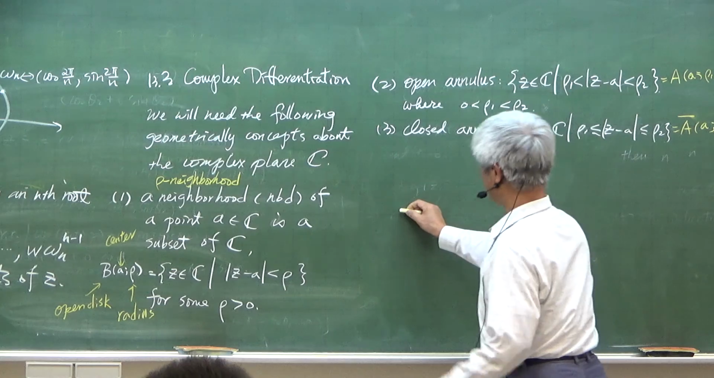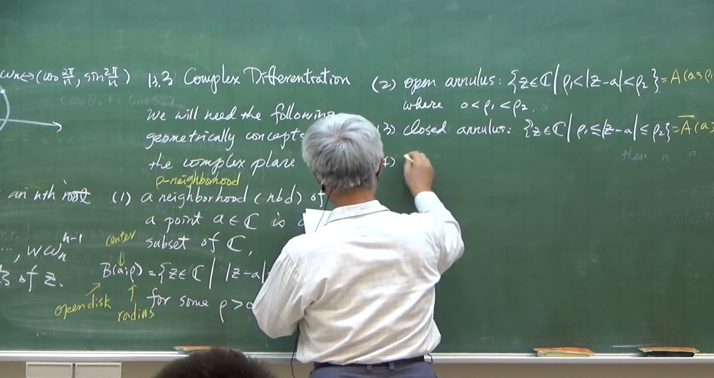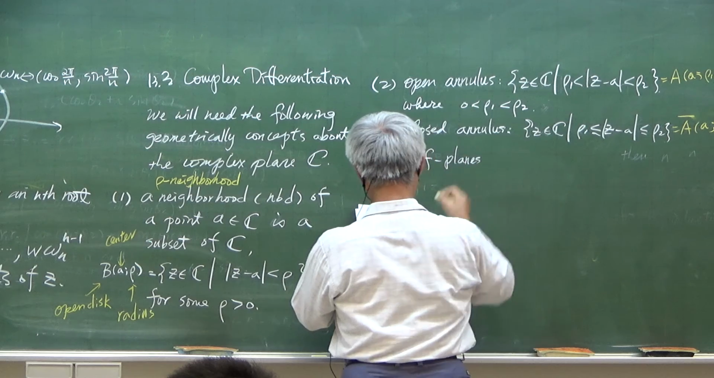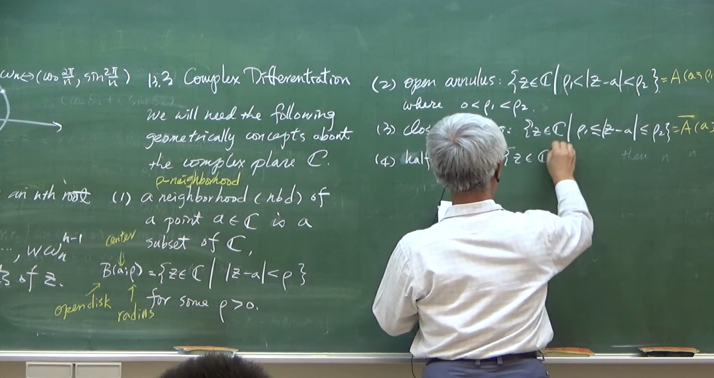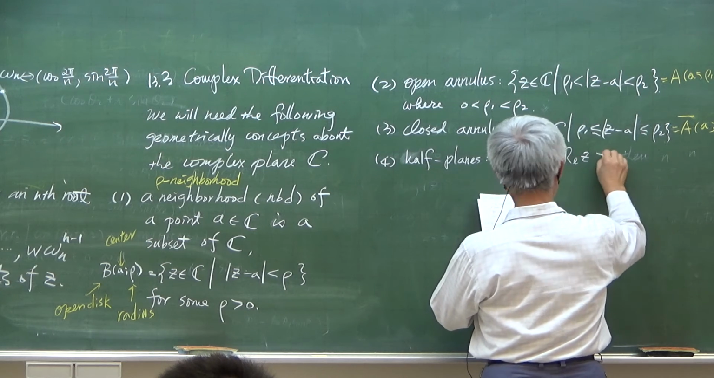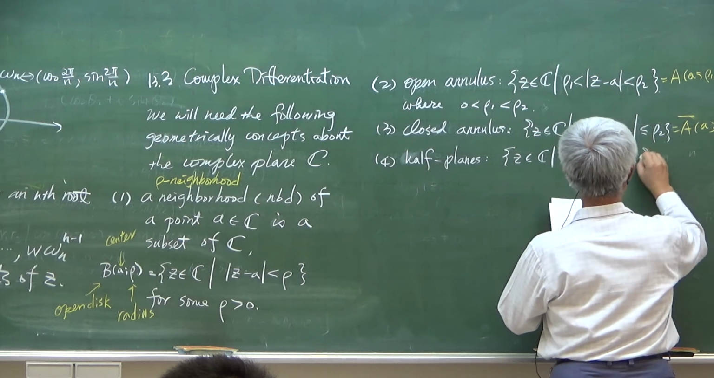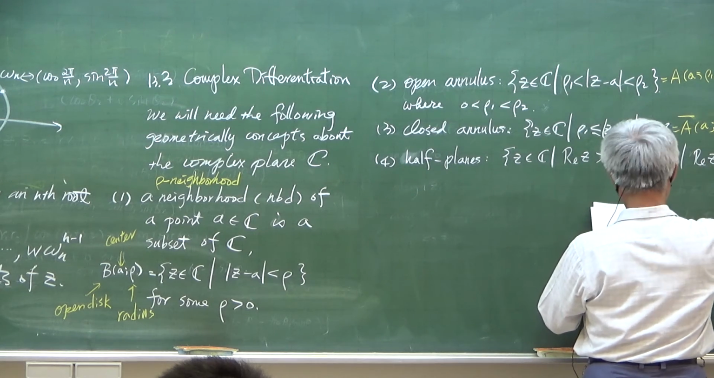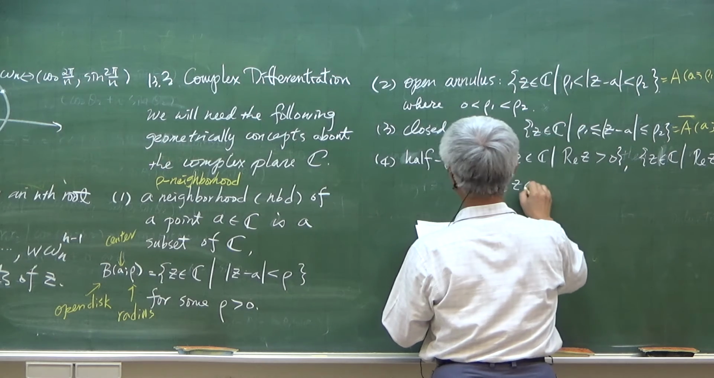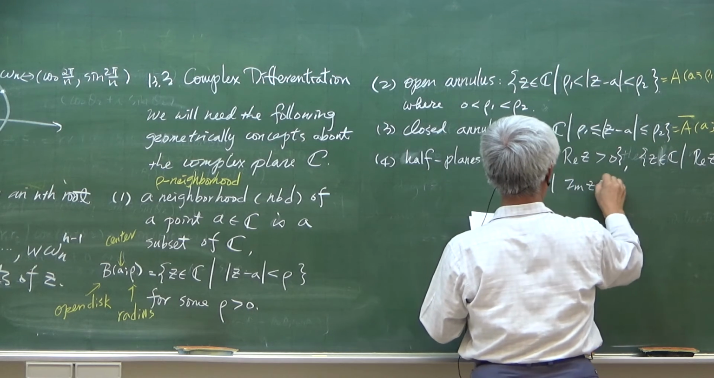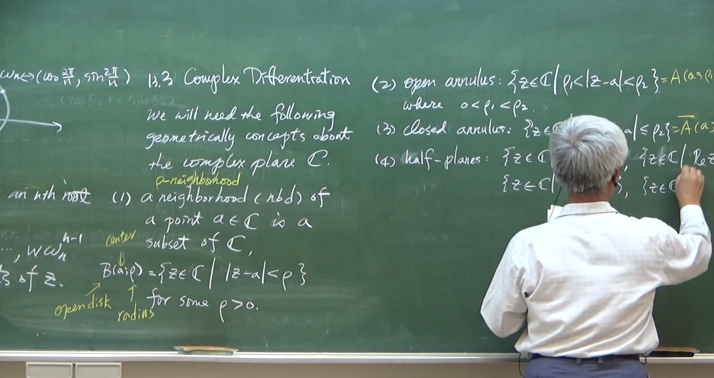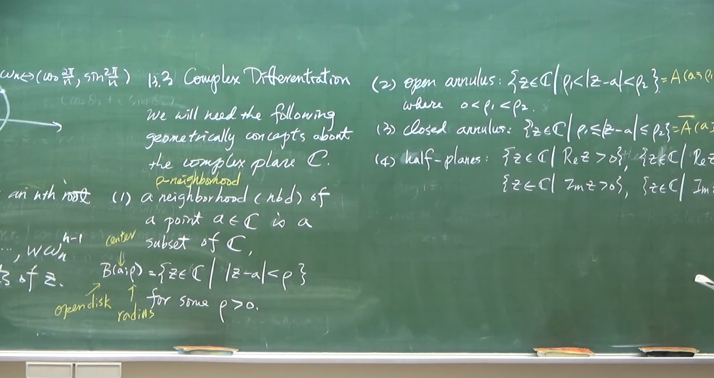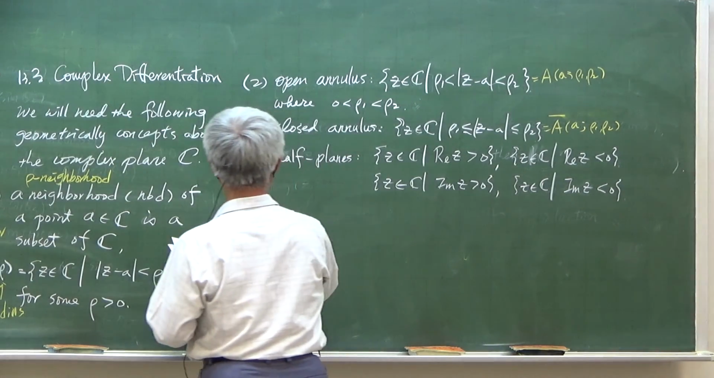And then the half planes, for example, the set of all complex numbers such that the real part of z is greater than 0, or the real part of z is less than 0, or the imaginary part of z is greater than 0, or the imaginary part of z is less than 0. There are a lot of half planes.